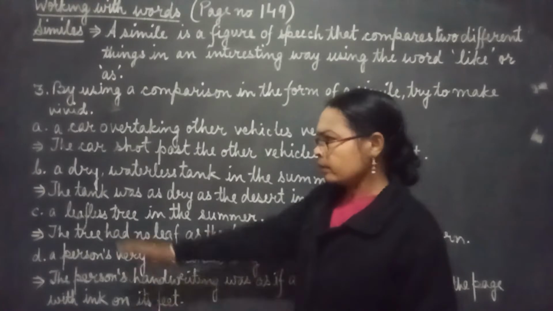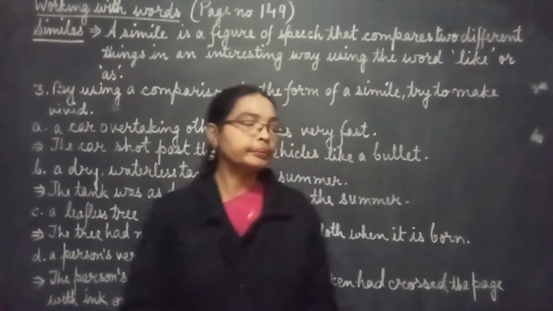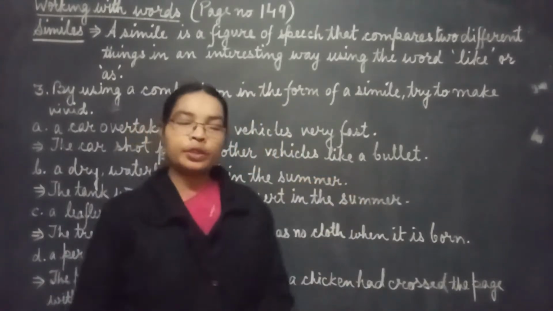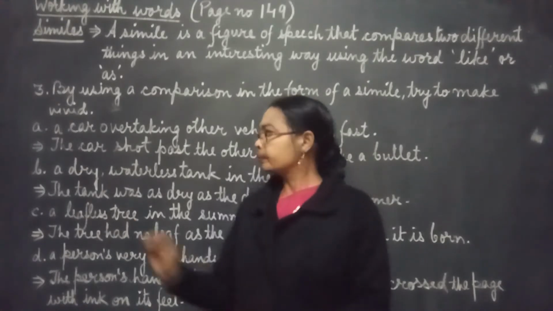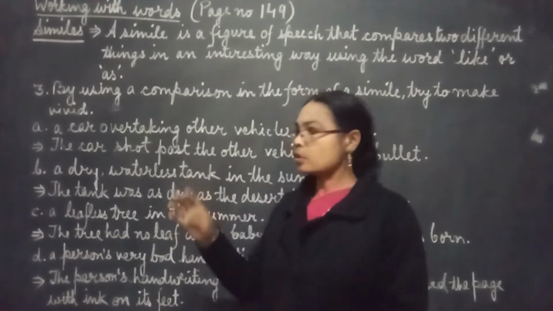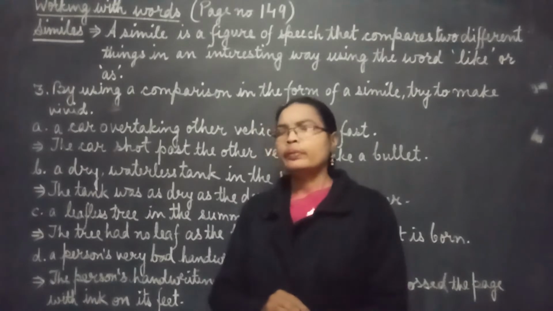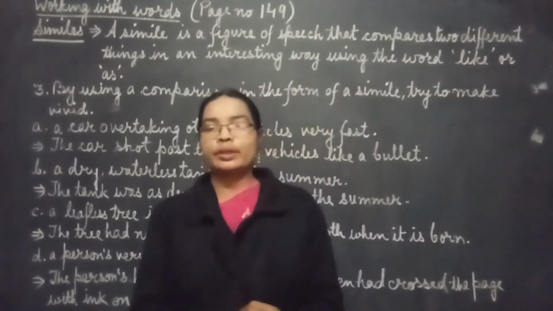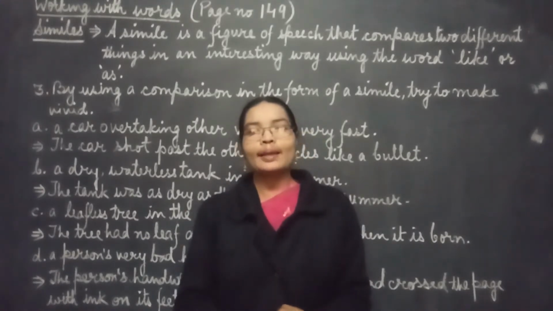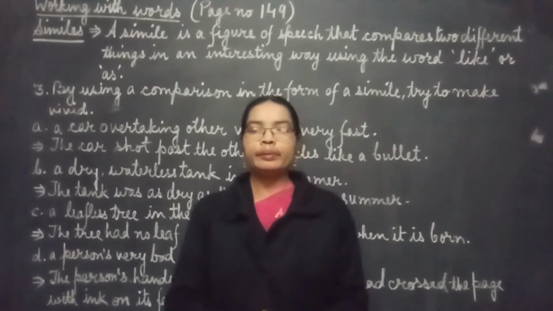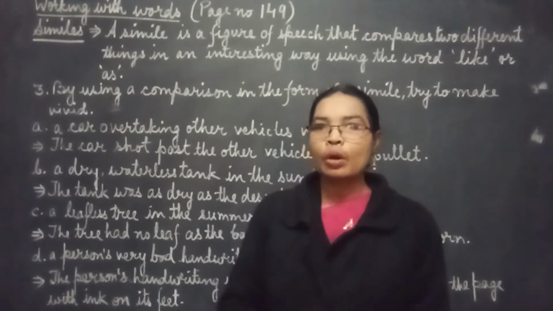So, we have got the sentence: The car shot past the other vehicles like a bullet. The car shot past the other vehicles. It crossed in such a way that you can explain it as a bullet. The speed of the car is compared to a bullet. Alright. So, in this sentence we'll see whether like is used or as is used.